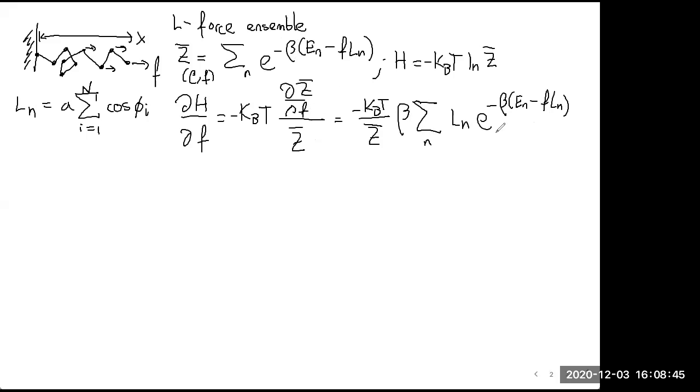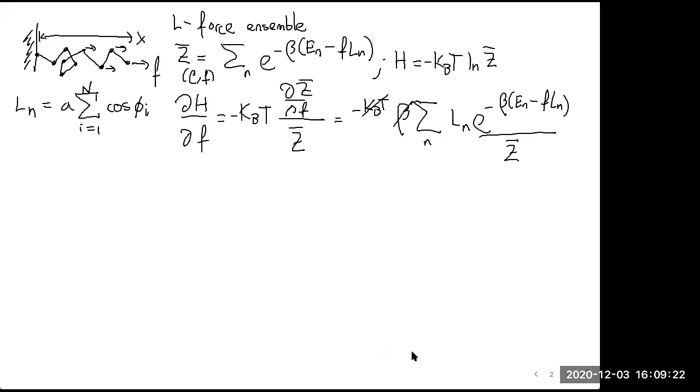Now you can realize the following. First of all, k_B T and beta cancel. Second, I can drag this Z here. I take this Z and put it here. This wasn't good. This is the problem of doing things live. This was L_n e to the minus this, and I dragged here Z bar. You see what happens.